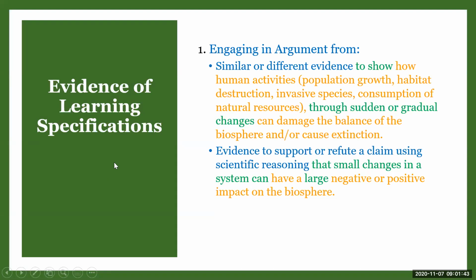So our evidence of learning here is going to be engaging in argument. We want students to show us similar or different evidence to show how human activities through changes can damage the balance of the biosphere and or cause extinction. We also want that argument to have evidence to support or refute a claim using scientific reasoning. So we want the students to bring in that reasoning, to bring in that science, and show us that the system could have positive or negative impact on the biosphere because of what's happening with the science.